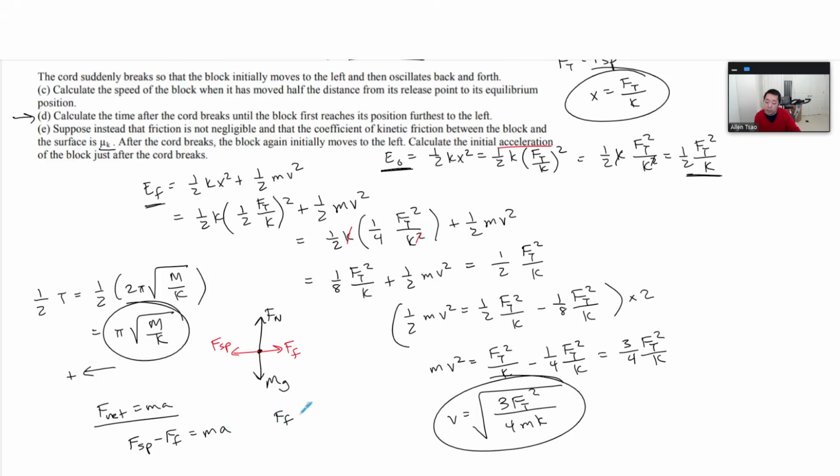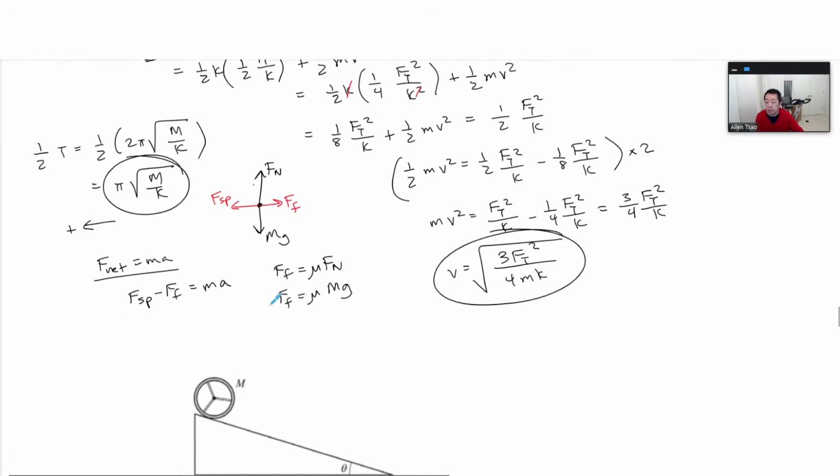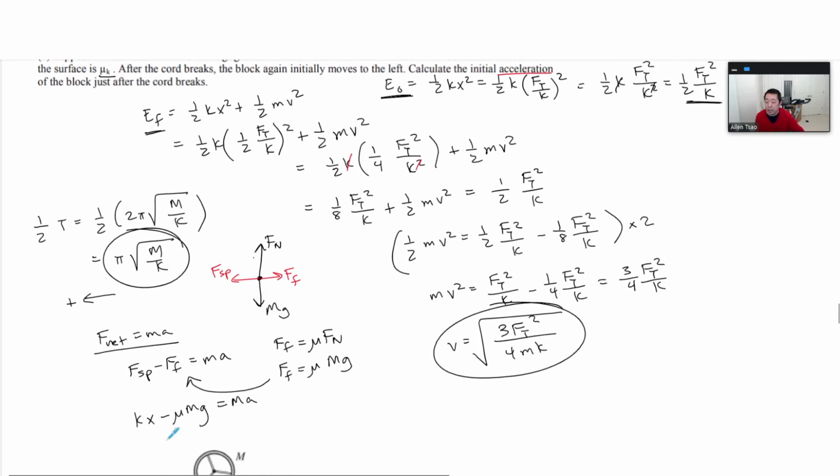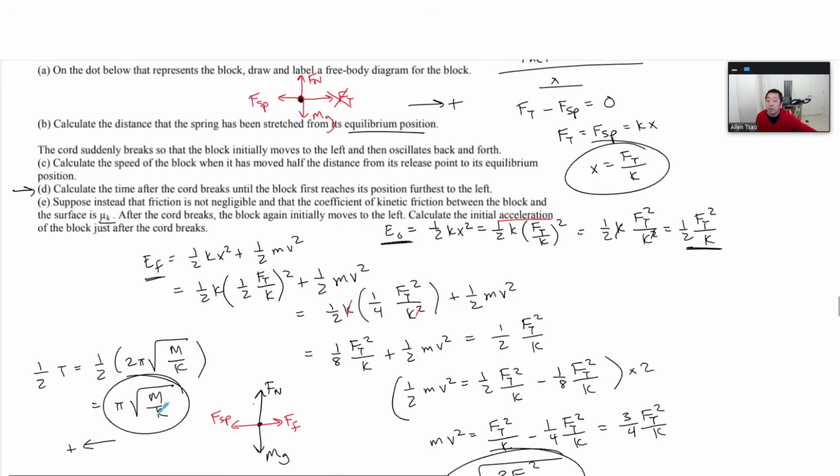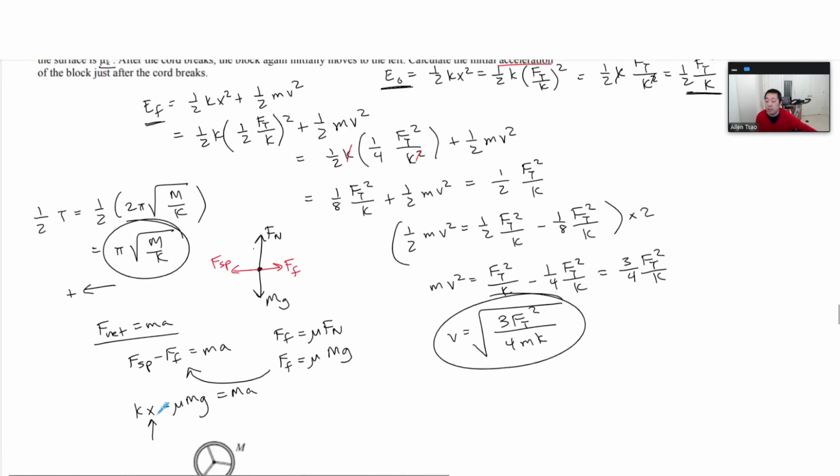The frictional force is equal to mu Fn. That's our equation for kinetic friction, and that is mu times mg, because in the vertical direction the acceleration is 0, so these two forces are equal. So you can plug that in, and you'd have the spring force, which is kx, minus mu mg equals ma. And then we found what x was. It's Ft over k. We could just say Ft over k.